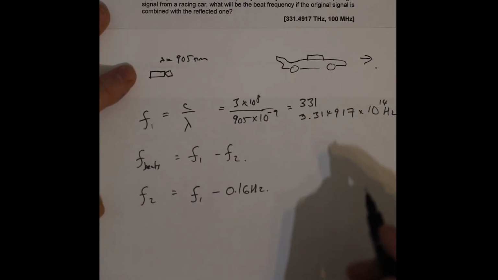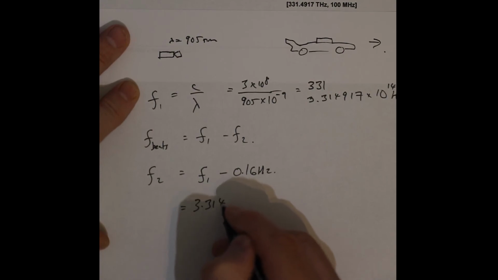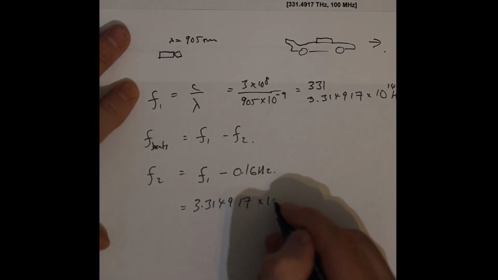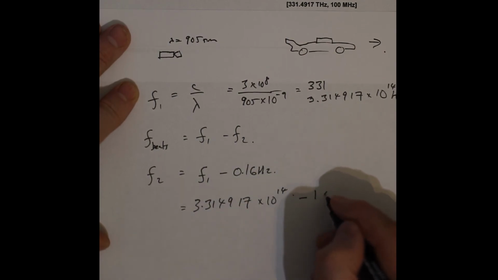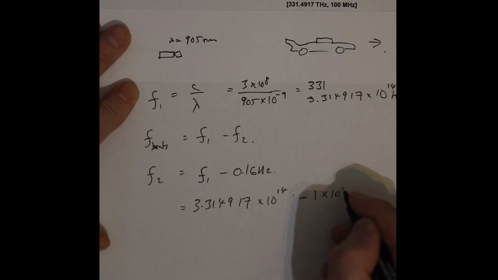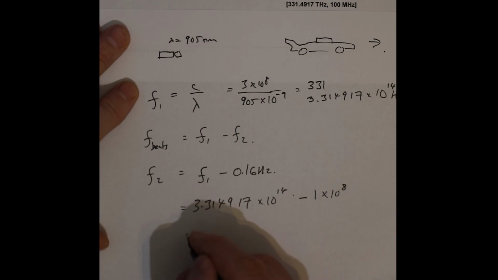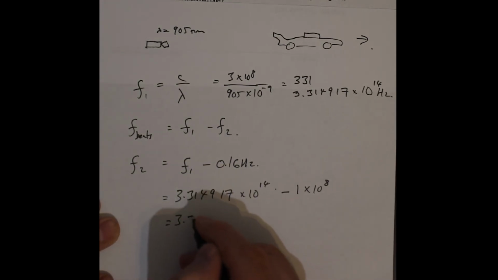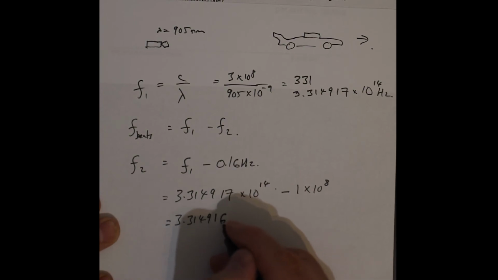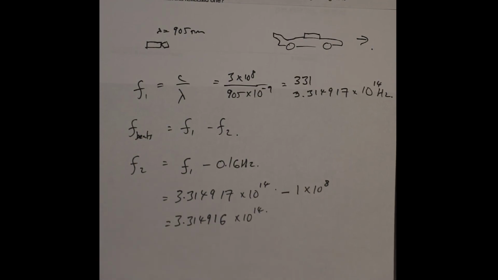Okay, so effectively this is quite a small number compared to this, which is quite a big number. So basically it's 3.314917 times 10 to the 14 minus this, which, if it's 0.1 gigahertz, is 1 times 10 to the power of 8 hertz. Okay, so basically I'm about 6 decimal places down here, so I'm going to get a value here which is equal to 3.31416 times 10 to the power of 14. So it's a tiny amount that this frequency has actually changed.